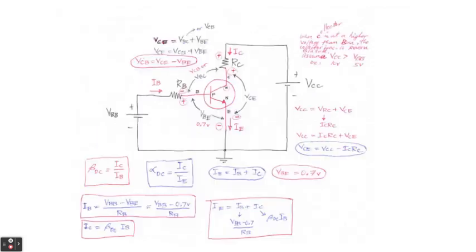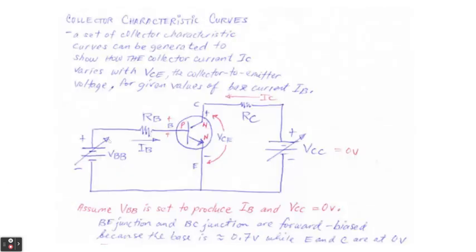So going back here, let's look at the circuit. This is the VBB, which we can change to vary the IB so that we will get the collector characteristic curves. And the VCC is on the right side so that we can also change the VCE. We will assume that the VBB is set to produce IB, and the VCC we can make equal to 0 volts. The BE junction and the BC junction will be forward biased because the base is at 0.7 volts, while E and C are at 0 volts. So E and C will be at 0 volts in this situation.